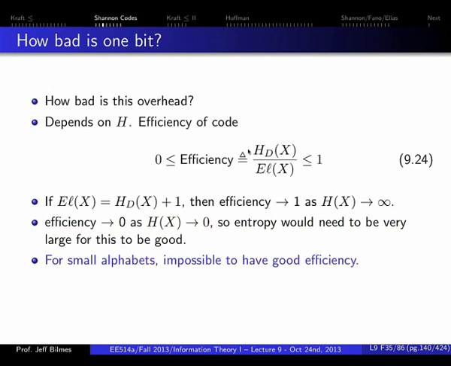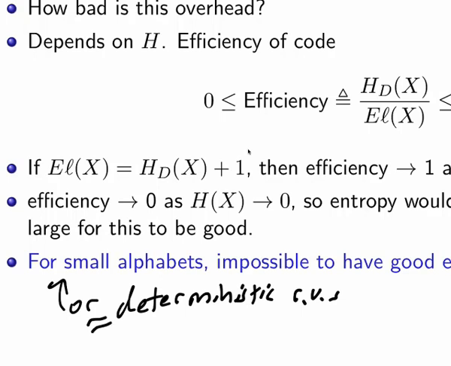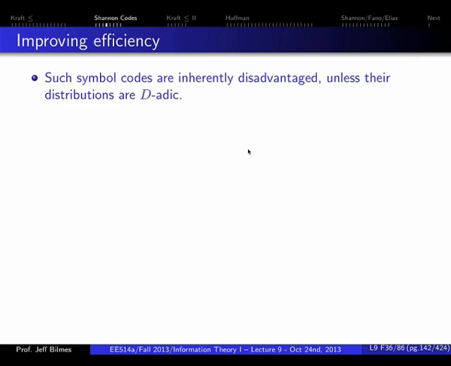So the point is that for small alphabets, or deterministic random variables, or approximately deterministic random variables, it's impossible to have good efficiency. For example, if the alphabet size is binary, then the maximum of the entropy is 1, so the best possible efficiency is 50%. That's not so good. So in this sense, these single symbol codes are inherently disadvantaged unless their distribution happens to be d-adic, which is almost never the case.